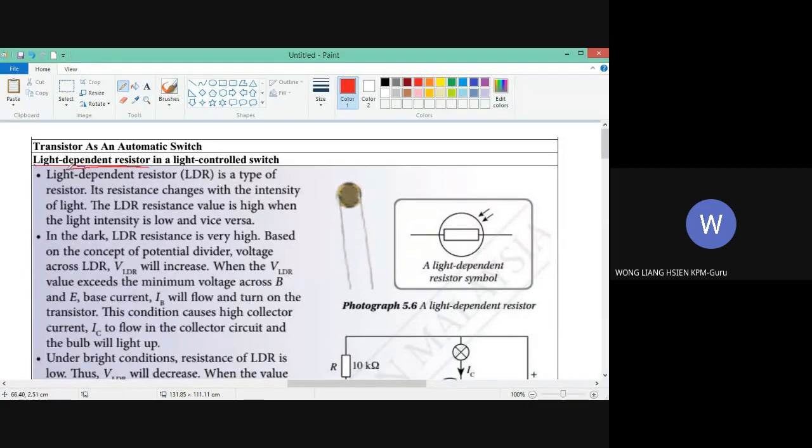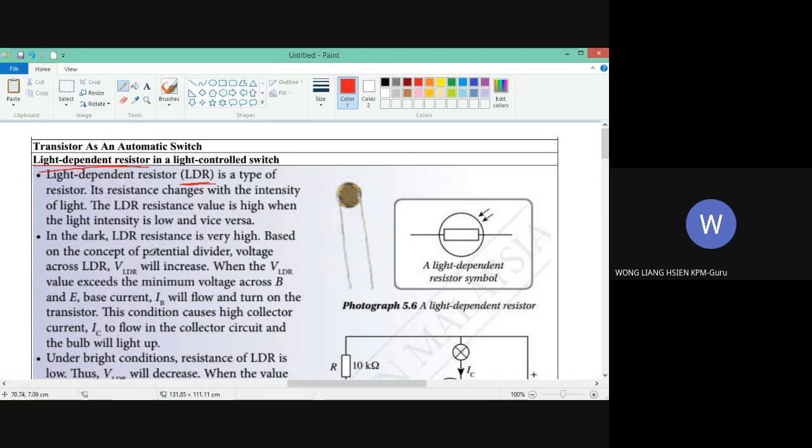This light dependent resistor is in short form called LDR. When you answer a question, you don't need to write the whole word, you can write LDR, the short form for the light dependent resistor. LDR is a type of resistor. Its resistance changes with the intensity of light. The LDR resistance value is high when the light intensity is low and vice versa. In the dark, LDR resistance is very high.